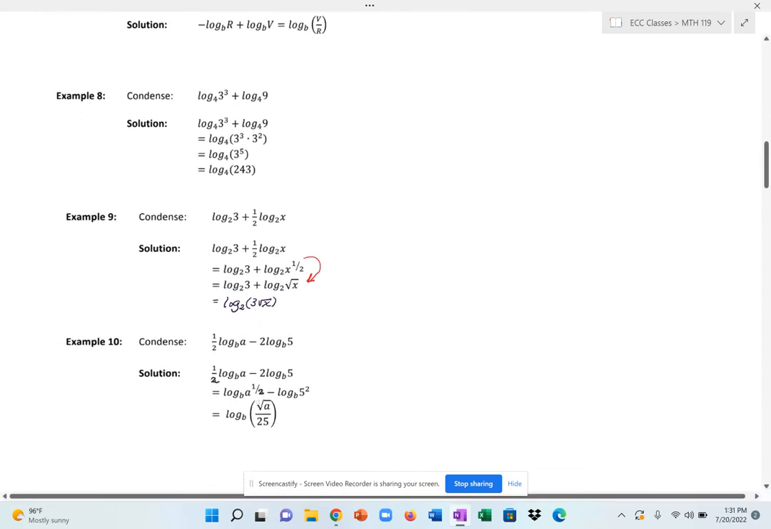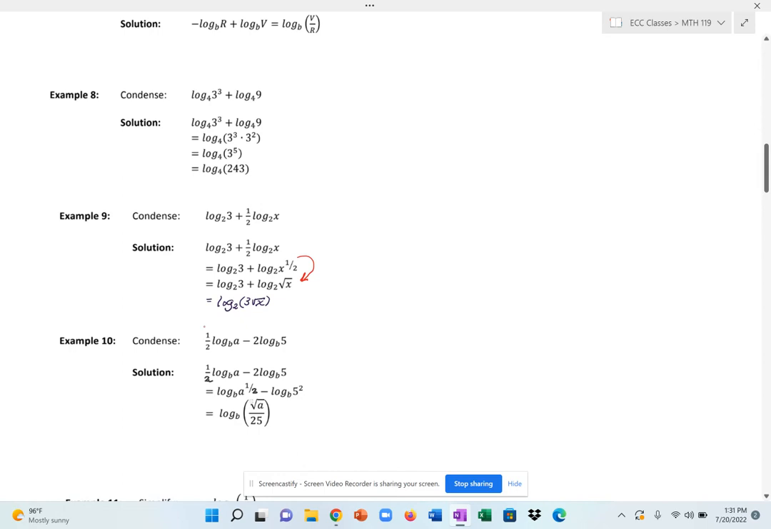Here's another one that's similar. I have to use power law because of this coefficient here and this coefficient, and quotient law because of that minus sign. So using my power law, I will get log base b of a to the 1/2 minus log base b of 5 to the second. And then the minus means I'm applying my quotient law. I rewrote the a to the 1/2 as the square root of a and then divided by 5 squared, which is 25. So it condenses into one single logarithm, log base b of the square root of a over 25.